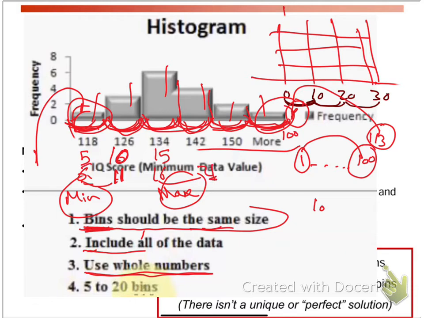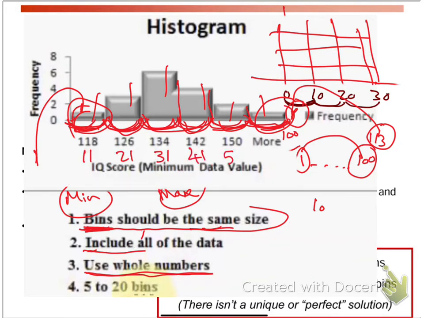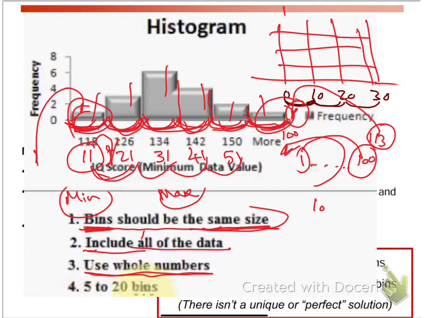It's not a must to be 5 and 10, it could be 6. It could also be anything else. It could be, for example, 11, 21, 31, 41, 51, and so on. So the difference between them is 10, 10, 10, 10. So we have the same size. The minimum data should be within the first one. The maximum data should be within the last one, okay? So it should cover the data. It should be a whole number, should not be decimal.